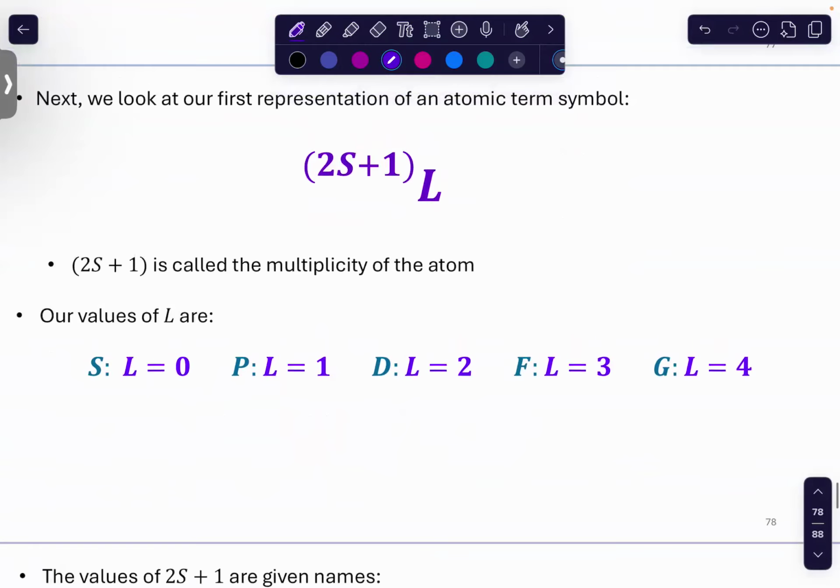Okay, so then here, again, you can start to set up your term symbols using this. Your 2S plus 1, again, it's called the multiplicity of the atom. A quick way to look at it is, let's see, if you have one unpaired electron, that would be a doublet.